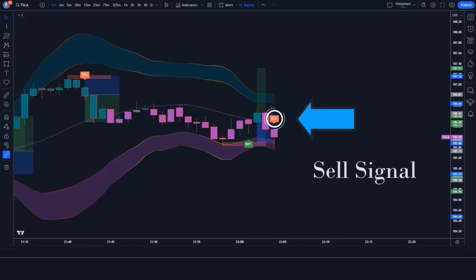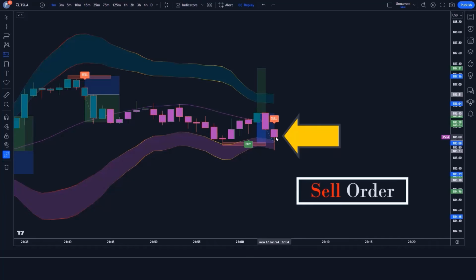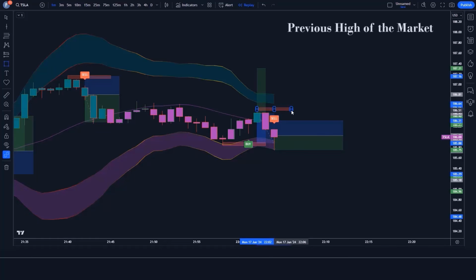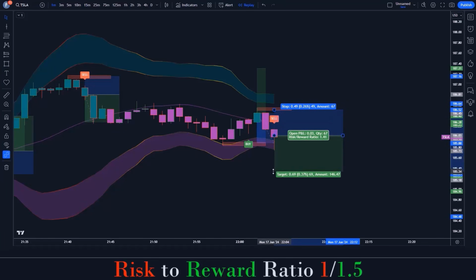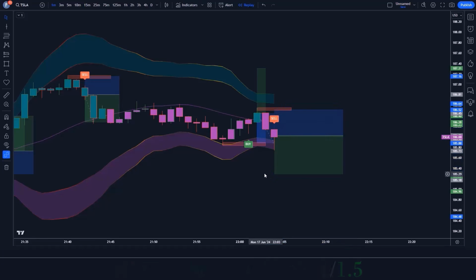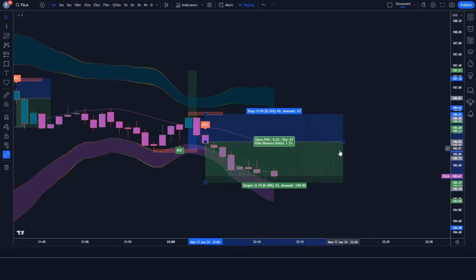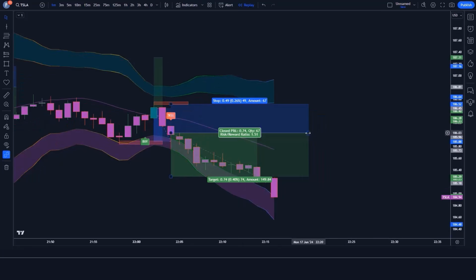When the community algo indicator gives us a sell signal, here the market has made a bearish candle to give confirmation. So all our conditions are being fulfilled, so we are placing an order to sell. Our stop loss is to be placed at the previous high of the market, and the risk to reward ratio will be 1:1.5. Let's see what happens to our trade. Our trade is running in profit. We have won the trade. Let's find the next trade.